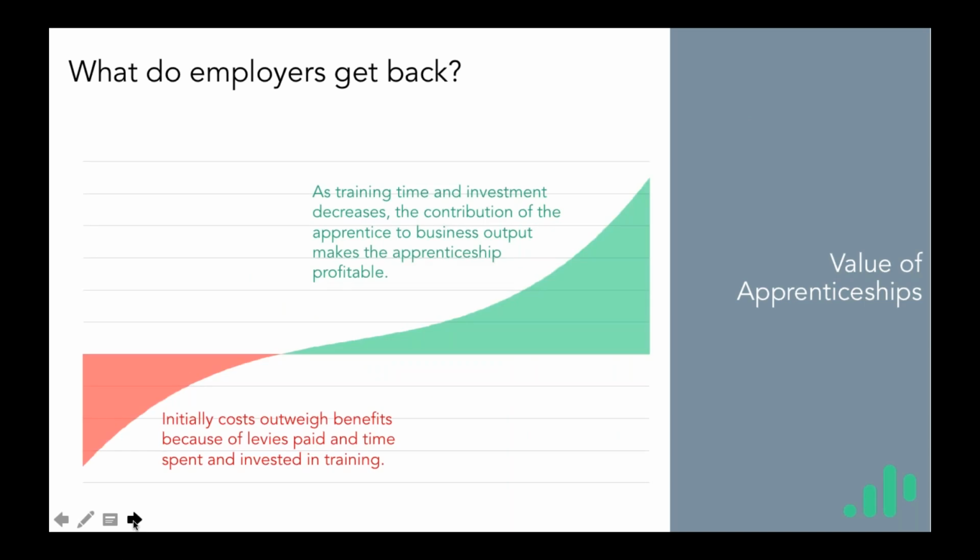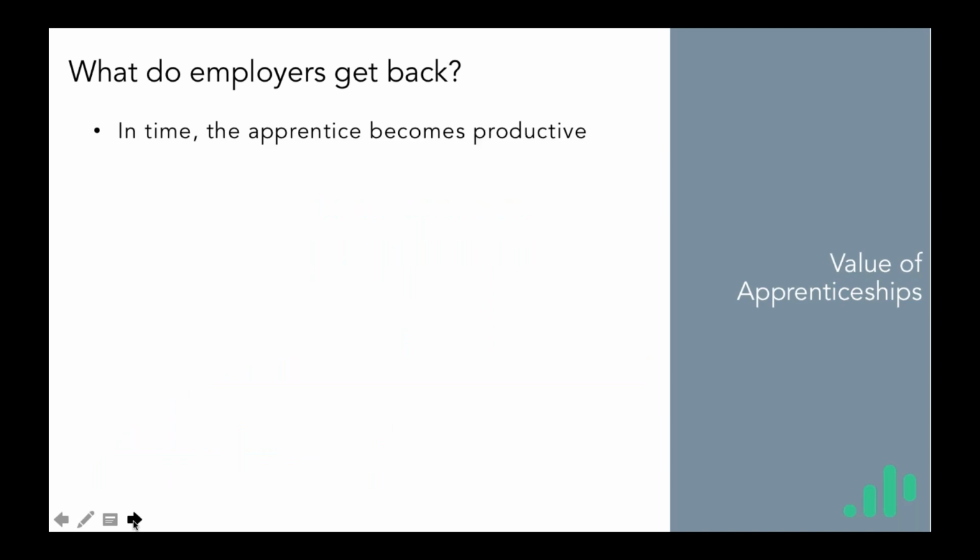So initially, when we run the numbers, the costs outweigh the benefits because of those true costs that we saw earlier on. But in time, we find that benefits start to tip the balance and end up outweighing the cost. And we can put pounds and pence figures on that. So we can track how productive apprentices become over time, which will of course differ between sectors. We can track wages specific to your local region.